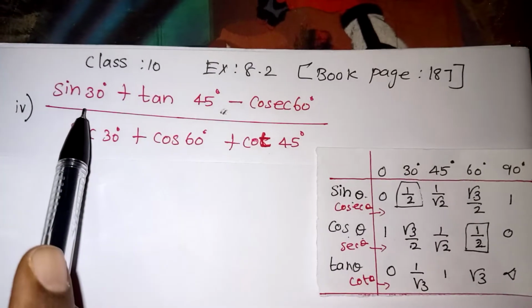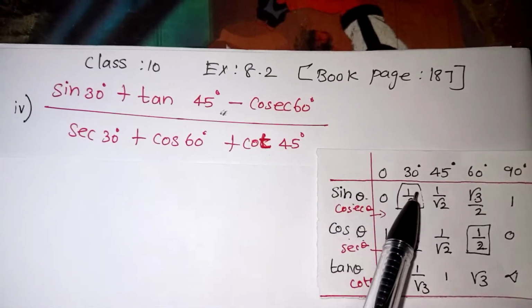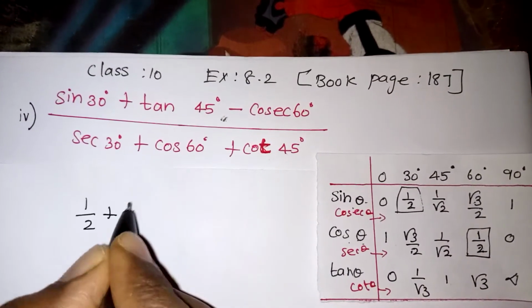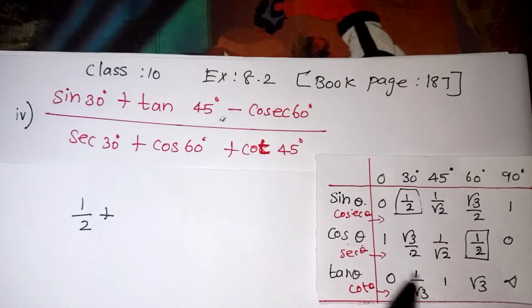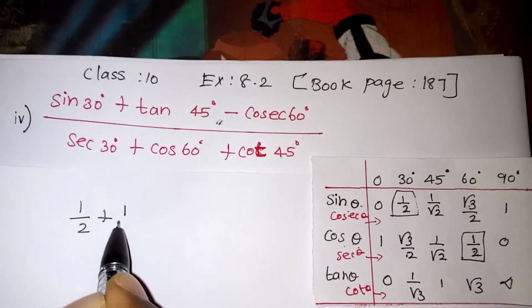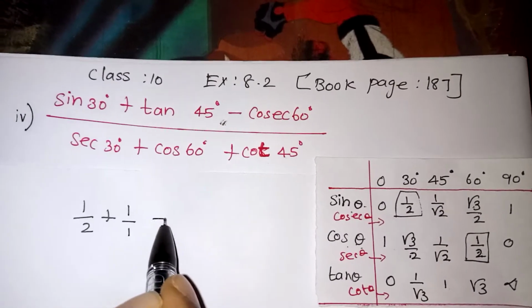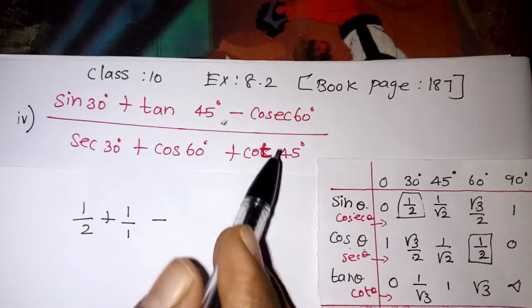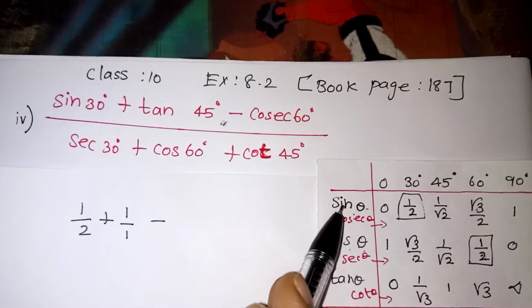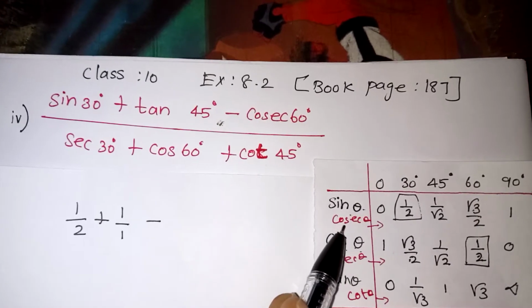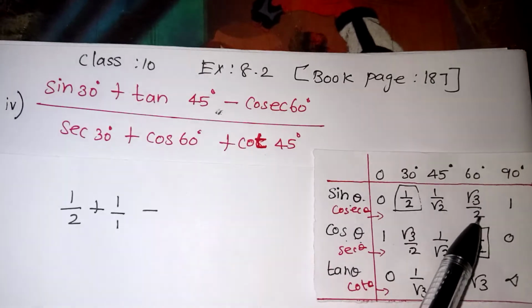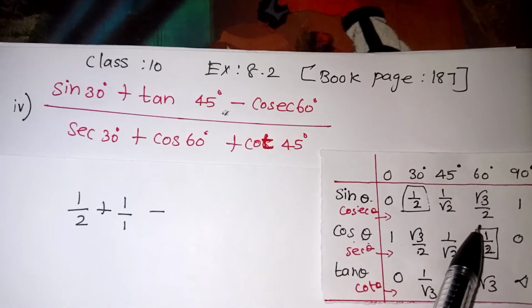First value we need is sin 30. So sin 30 degrees is 1 by 2, write it 1 by 2 plus tan 45, so tan 45 is 1, write it 1. 1 can be written as 1 by 1 minus cosecant 60. Cosecant is nothing but sine reciprocal. So sine 60 value we have to do the reciprocal to get your cosecant value. So sine 60 is root 3 by 2. Definitely cosecant 60 will be 2 by root 3.